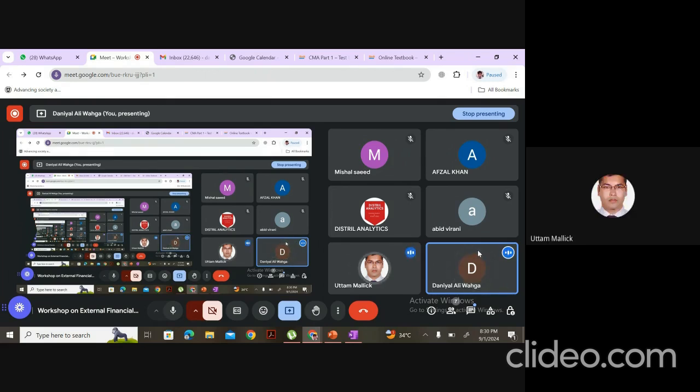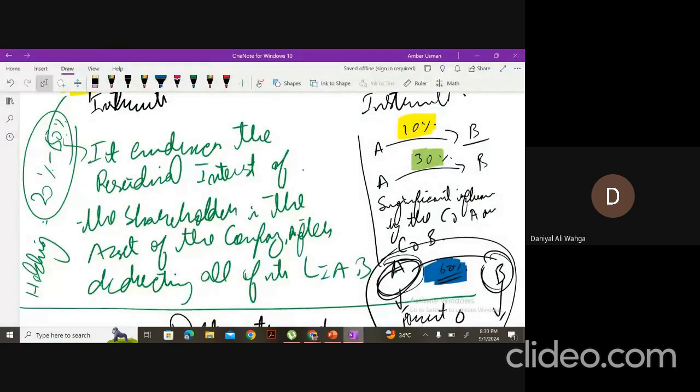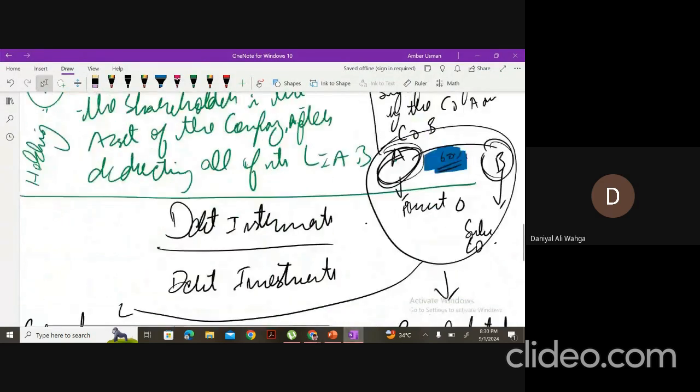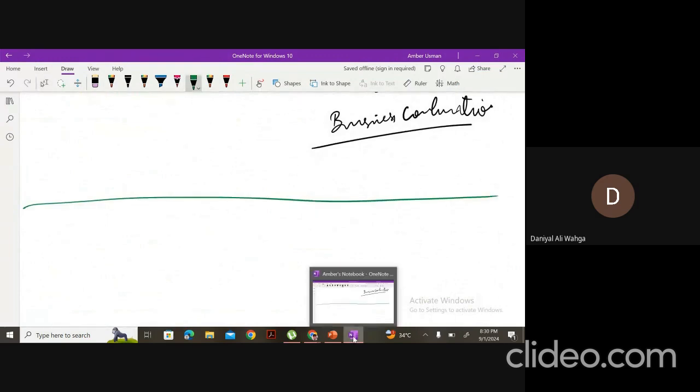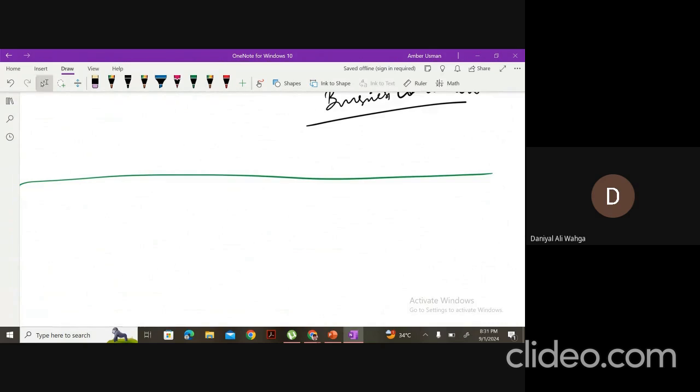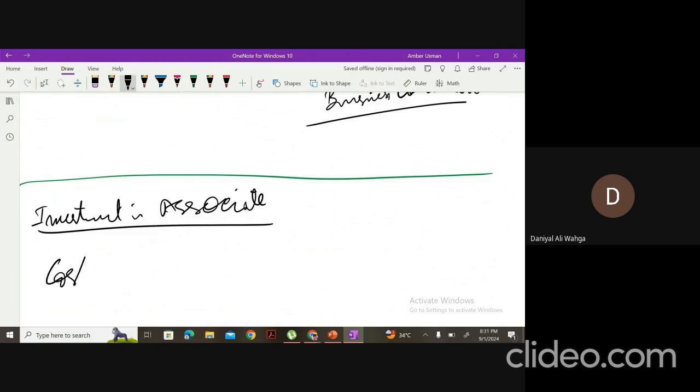So I would not be able to cover everything. But what I can do for you, I can give you a certain proforma regarding how the investment in associate is basically accounted for, which you will be able to understand. So let's just consider that there is an investment in associate. So how would you account for it?